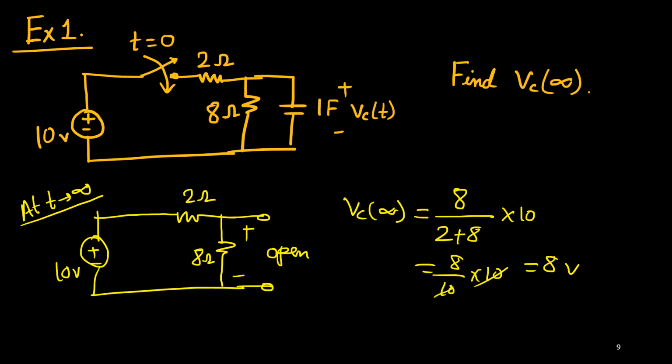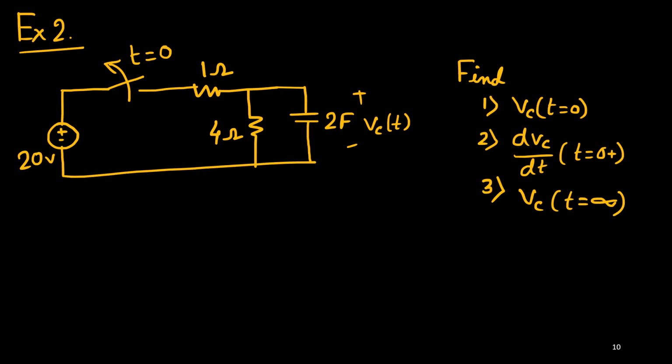So finally 8 volt is stored across the capacitor. You won't get 10 volt because of this circuit. Okay, so at least that thing we can understand. So what would be the final voltage across the capacitor for this circuit, right?